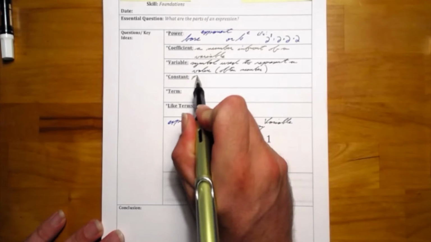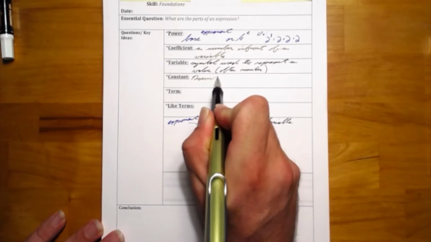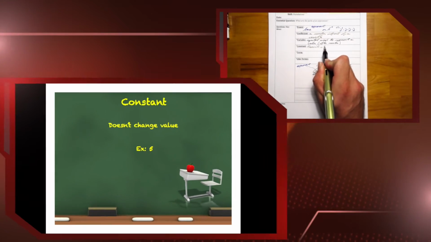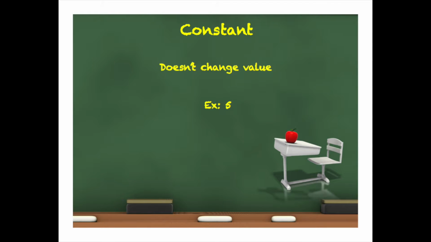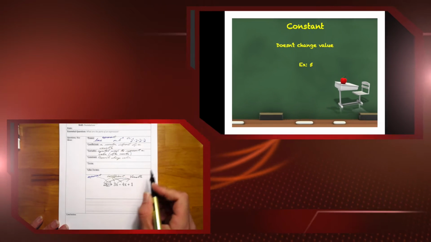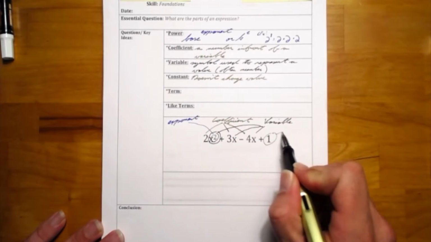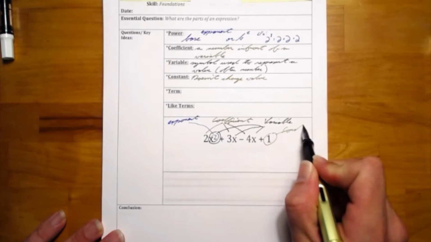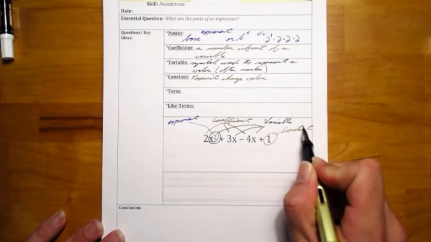A constant does not change value, so it's a number by itself, like the number 5. In our example, the number 1 is the constant in that expression.